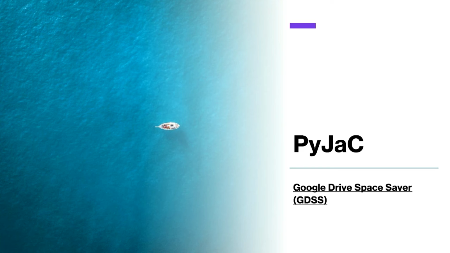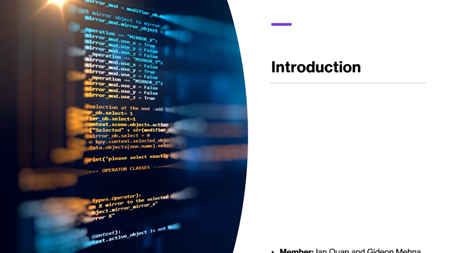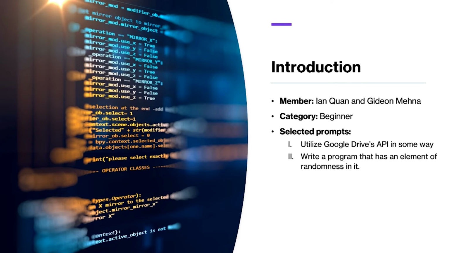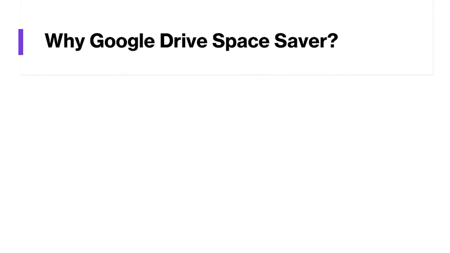In this video, I'm going to present you our PyJac Hackathon project, the Google Drive Space Saver. This project is created by myself, Ian, and my teammate, Gideon, and we're in the beginner category. We combined the two prompts together by utilizing the Google Drive API in some way and including the elements of randomness in our project.